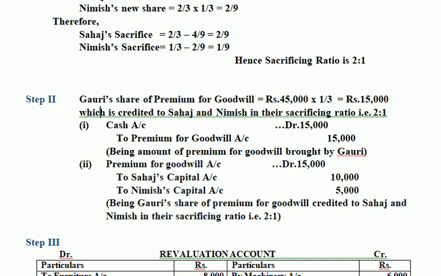Since the capital of the new partner is not given in the question, we will only do the treatment of premium, where the journal entry goes: cash account debit 15,000 to premium for goodwill account 15,000. And since this is a case of goodwill retained in the business, the second entry goes: premium for goodwill account debit 15,000 to Sahaj's capital account 10,000, to Nimish's capital account 5,000. This is our second step for accounting, which is related to premium for goodwill brought by Gauri.